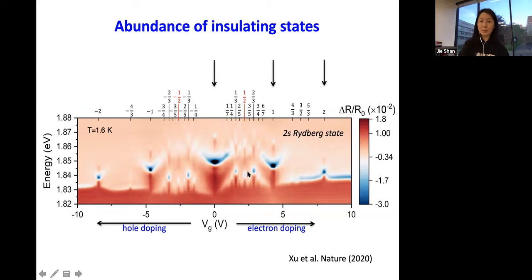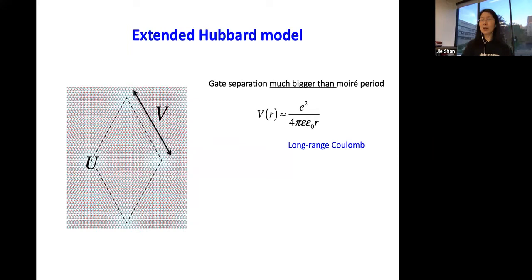We are dealing with Coulomb interaction, and this is the long range. The next nearest neighbor Coulomb interaction is also important, especially when the two gates are far away, so there is not much screening. As long as the gates are tens of nanometers away, with this separation on the order of 8 nanometers, the screening is not significant. So long range Coulomb is important, and it seems that we need to take that into account.